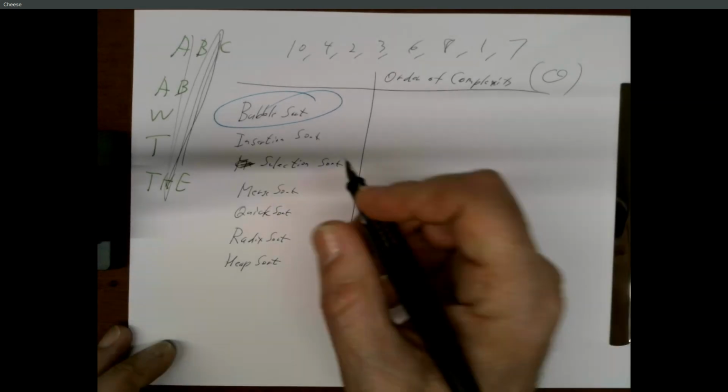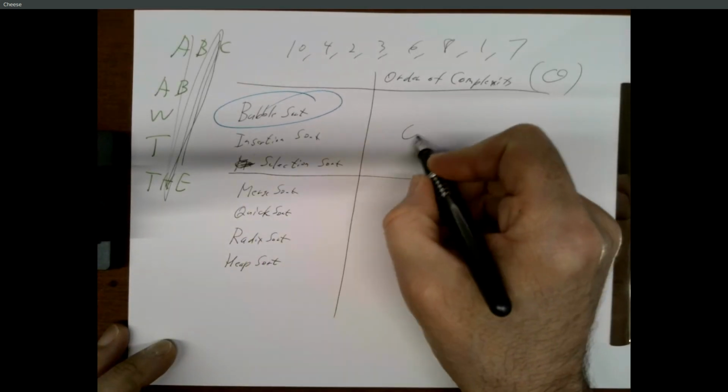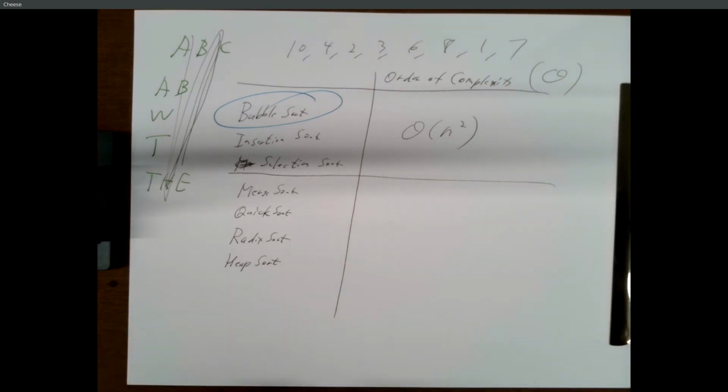Bubble sort, insertion sort, selection sort are all order n squared. Really bad performance. If you double the amount of data, it takes 4 times as long. If you have 10 times as much data, it takes 100 times as long. And if you have 1,000,000 times as much data, it takes 1,000,000,000,000 times as long. So you go from 1 second to 1,000,000,000,000 seconds. That's really bad, okay?